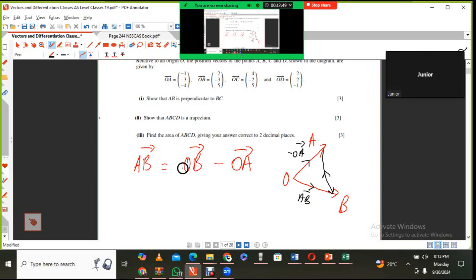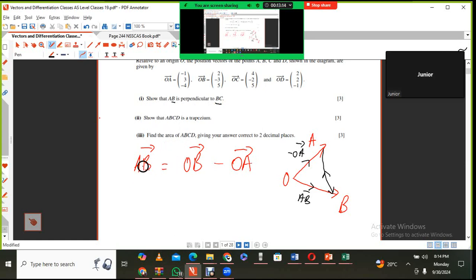So when you say position vector, we always start with O, right? Position vectors are written in terms of O. So it's OB, the second point, minus the position vector of the first point. So for us to find AB, because first they are saying we should show that AB is perpendicular to BC. Are we together so far? So we need to know what AB is, and we also need to know what BC is.